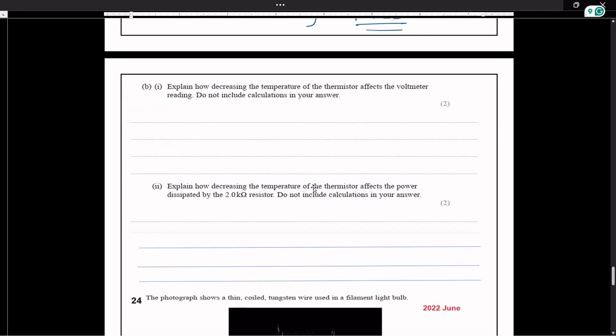Now we'll move on to the next part of the question. Explain how decreasing the temperature of the thermistor affects the power dissipated by the 2 kilo ohm resistor. Do not include calculation in your answer.